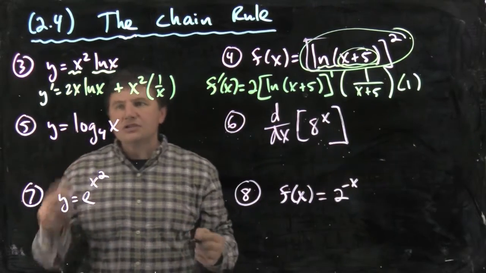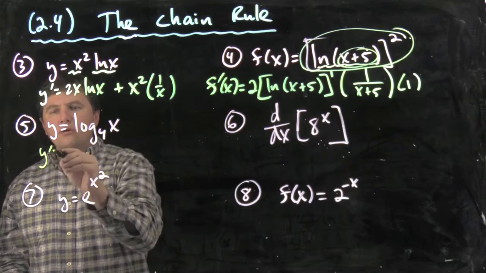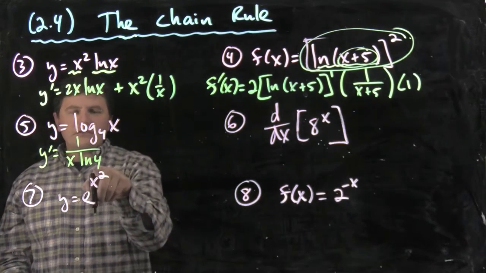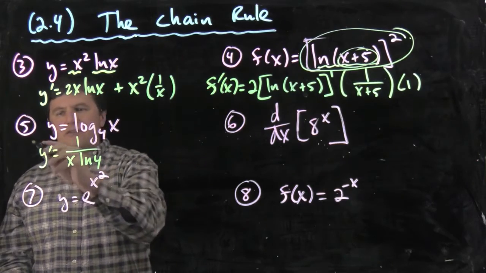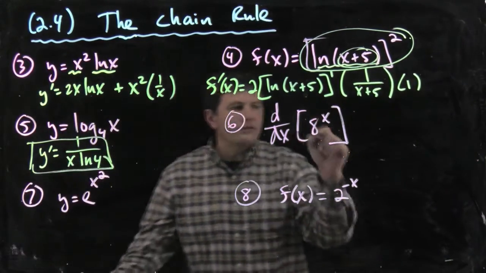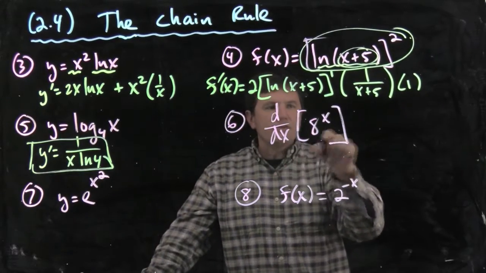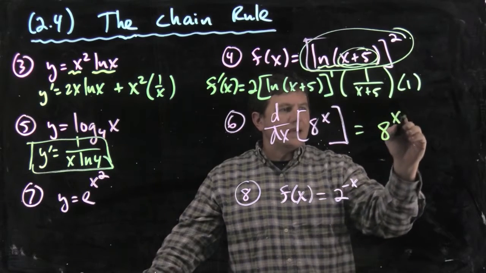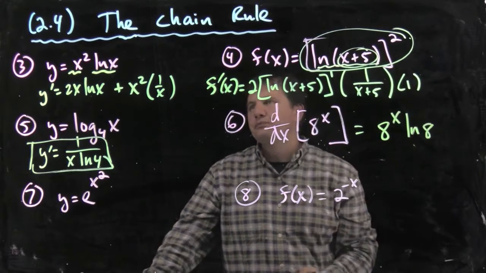Okay, this is just straight up log base 4, so that's going to be 1 over x ln of 4. Sometimes people make the mistake of calling this ln of x. It's ln whatever that base is. The derivative of a to the x, by the way, this just means the derivative of a to the x, there's no equation here, would be a to the x ln of 8. Okay.